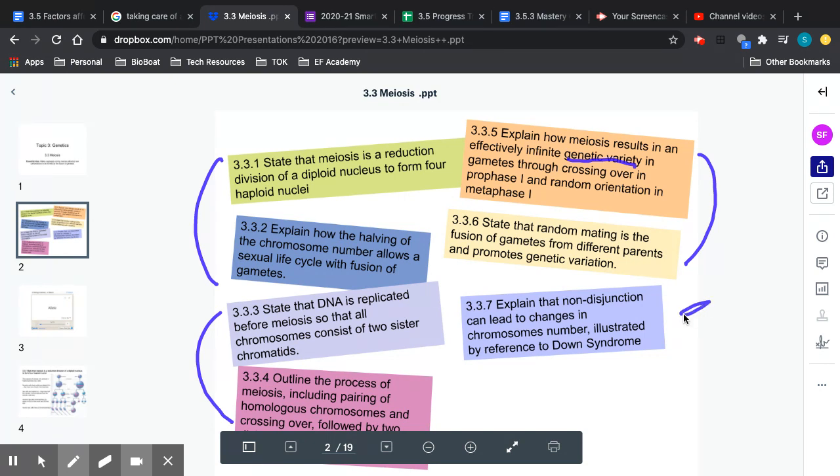And the last one here is like, what happens when things go wrong? So we're going to talk about this thing called non-disjunction and how that leads to Down syndrome. Okie dokie. Let's get with it.